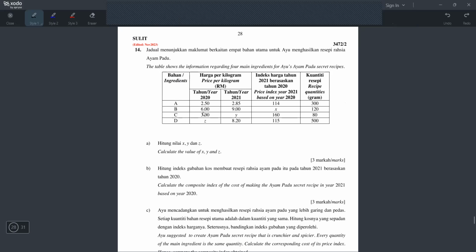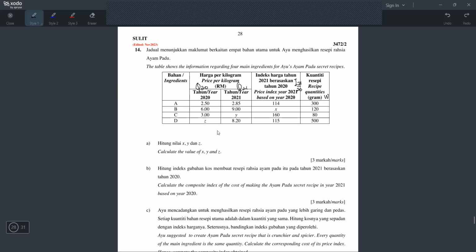And then what is this? The price. So price means the price for 2020, so Q 2020. And then this one will be Q 2021. All right, because it's the price, right? And then this one is price index. Price index, we will use I to write. The symbol for price index is I. So it will be I for what year? 21 based on 20. So 21 on top, 20 at the bottom. Always the newer year we put on top. And then this one, recipe quantity, I think this is ratio. So if it's ratio means it's weightage. Okay, now we can do A.